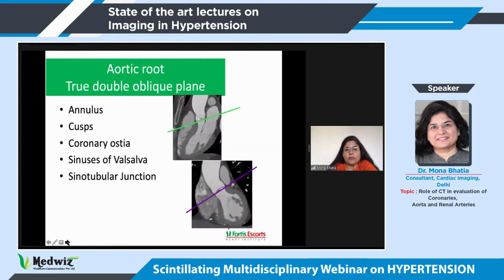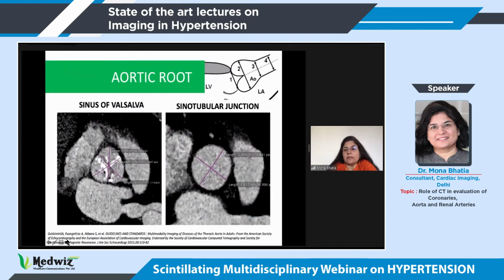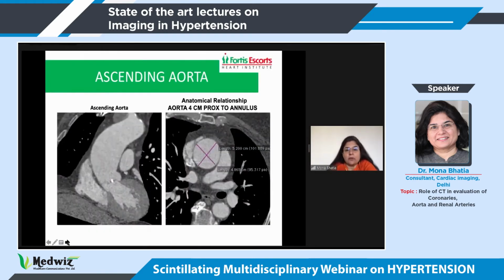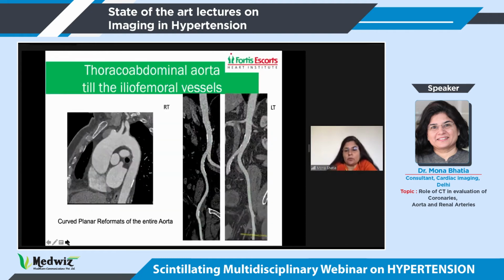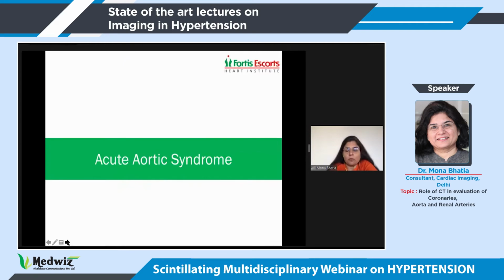The aortic root can be assessed, and you need a true double oblique plane in order to evaluate not only the annulus, but the sinus of Valsalva, the sinotubular junctions, the ascending aorta, and the relationship to the aortic root. The thoracoabdominal aorta, all the way to the iliofemorals, can be assessed very clearly in the presence of hypertension, and particularly in these patients where you're looking for aortic aneurysms. The upper limit of normal for aortic dimensions is as follows. So I'm not going to go into it, but yes, we have to look at when they exceed this.